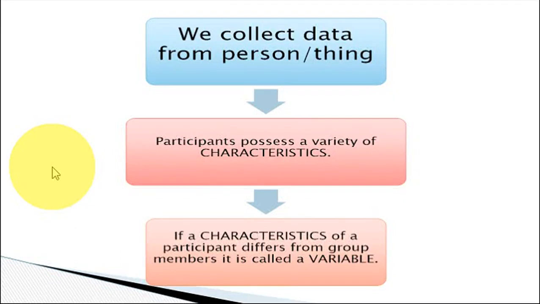Students, today we are going to have background information on experimental research in education. In any research, we collect data from a person or thing. Persons we also call participants, and the participants possess a variety of characteristics. If characteristics of a group of participants differ from one member of the group to another, it is called a variable.